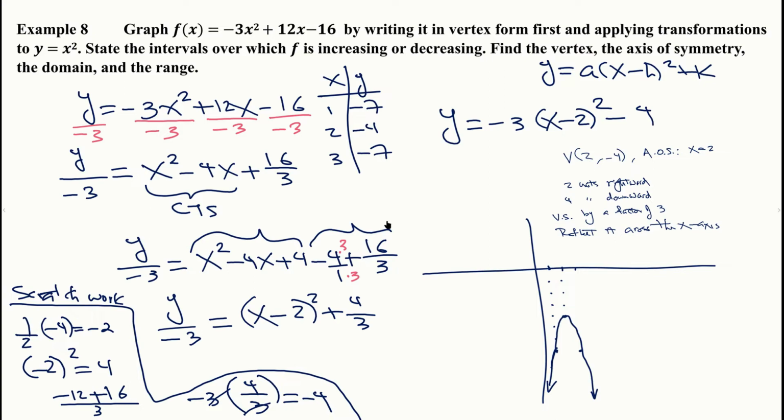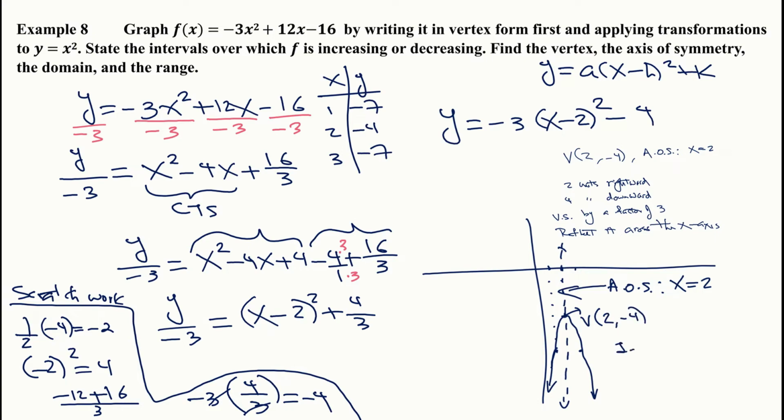All right, so because the absolute value of a was greater than 1, we knew it's going to be narrower than y equals x squared. We expected that. Here's the graph of the axis of symmetry. So what is the equation of the axis of symmetry? Well, x equals what? 2. And the vertex, of course, is at 2, negative 4.